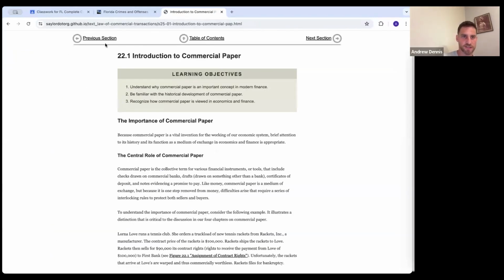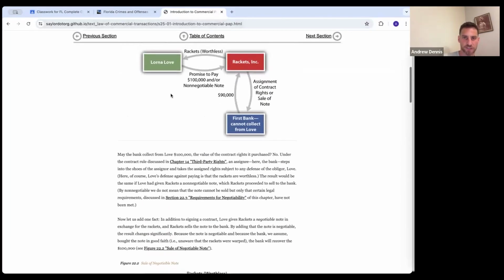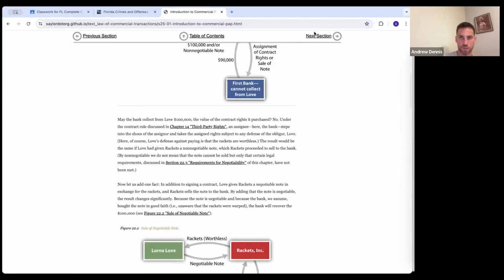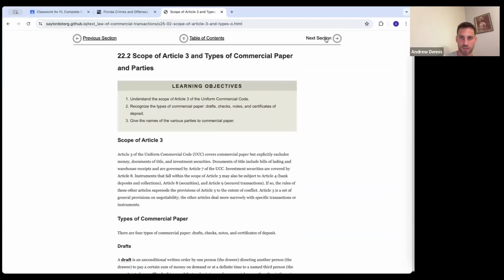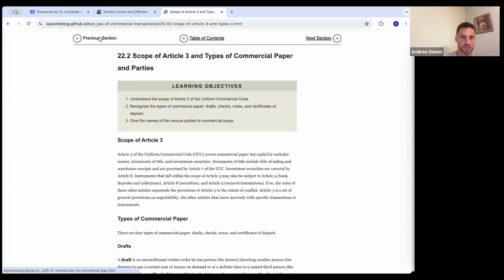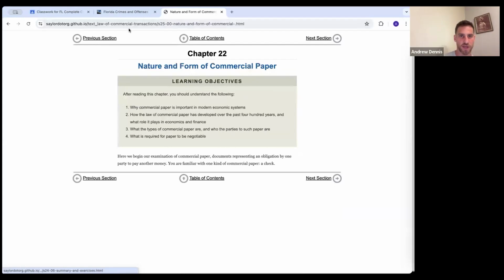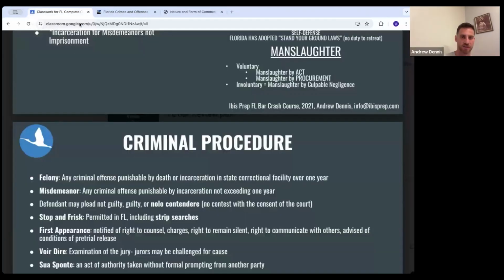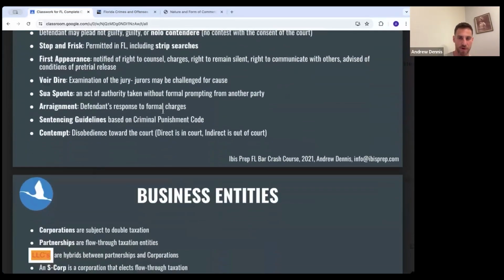Right here, sailor.org.github.io. He does commercial paper and secured transactions. He has some great graphs, takeaways, and exercises. There are multiple sections. He does holder in due course, types of commercial paper, and requirements for negotiability. If you're really anxious about these subjects, which I don't want anyone to be, I would recommend going to this website. So just some additional resources: Hornsby for crimes and Sailor GitHub for commercial paper and secured transactions. Those are some helpful resources that I remember.